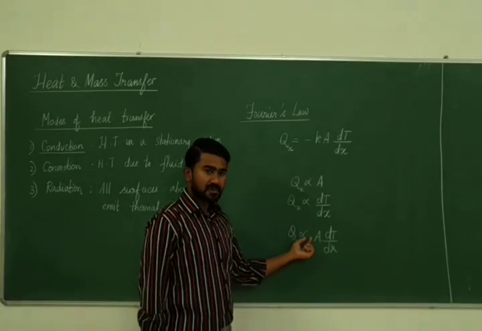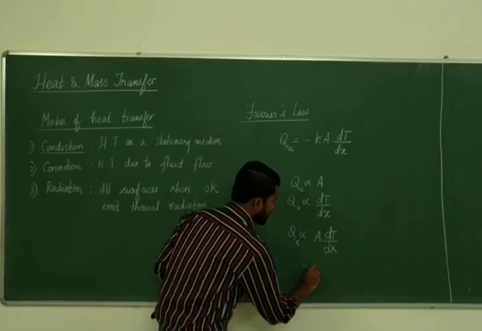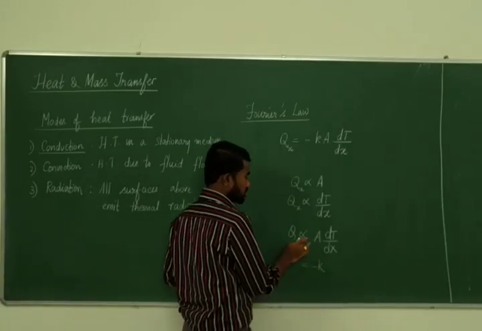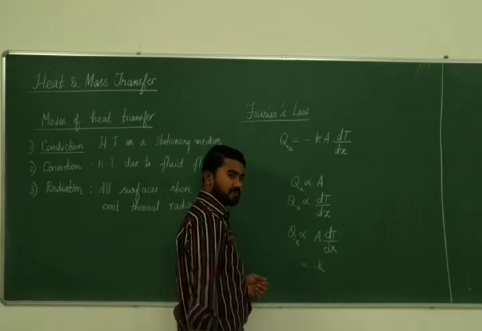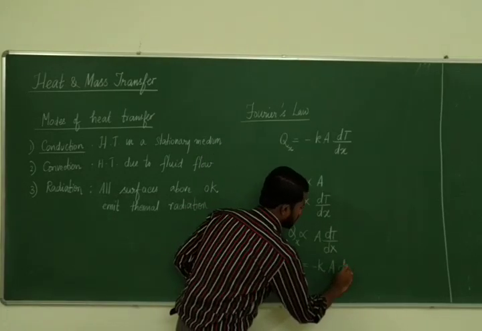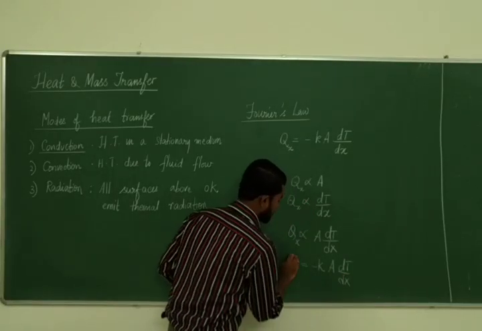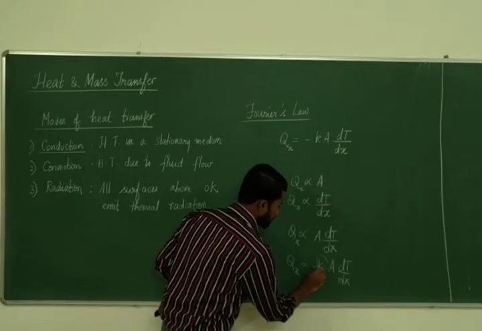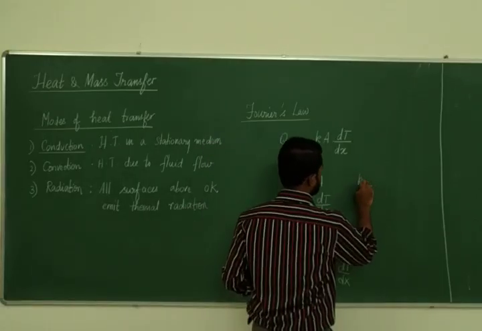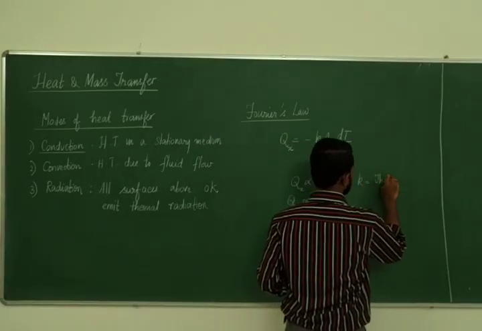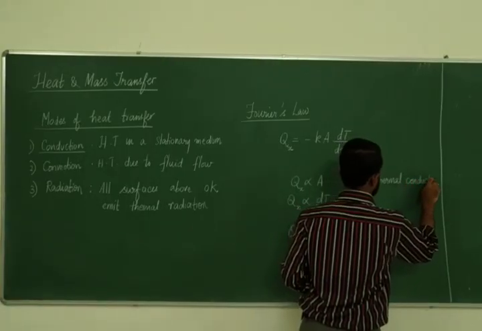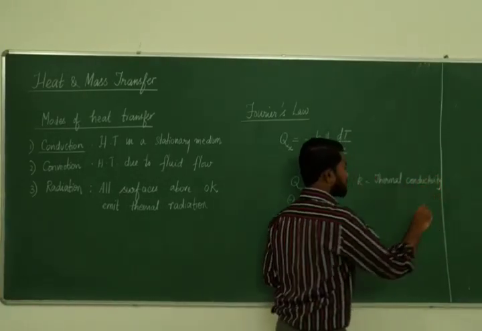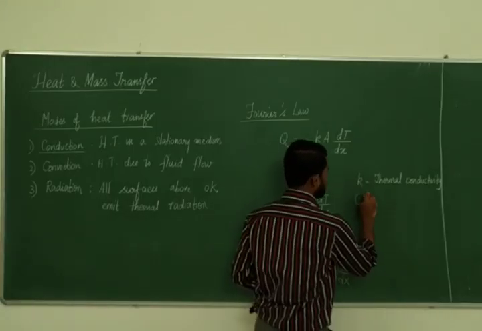Now if you want to remove the proportionality symbol, you put an equality symbol and there is a constant of proportionality. This constant of proportionality is called the thermal conductivity. The k is the thermal conductivity. That's the property of a material. It's the material property.